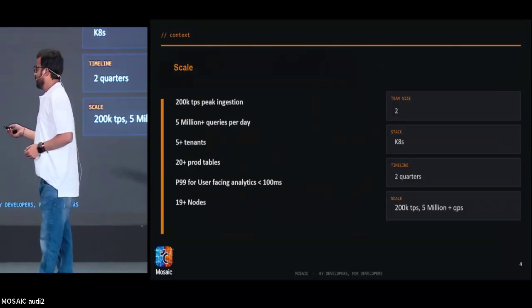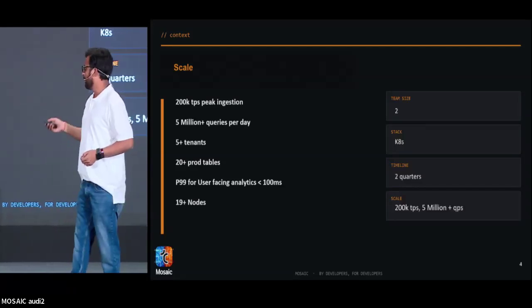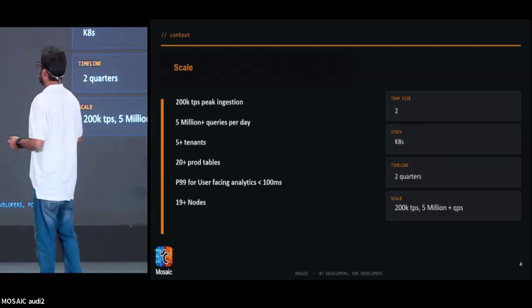20 plus prod tables were running. P99 for the user-facing queries was less than 1900 ms, and 19 plus nodes were running. So this is about the scale.